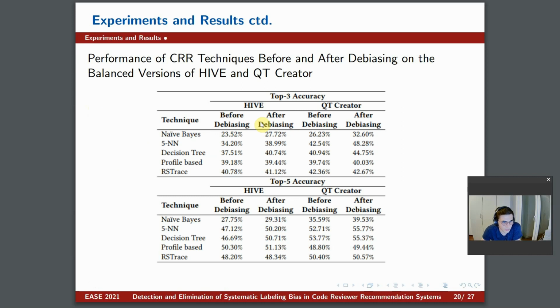And here you can see our results before debiasing and after debiasing, and you can see the constant improvements here. For example, for naive Bayes, it was 23 before debiasing, and after debiasing it's 27, and for KNN it was 34, and it changed to 38 after debiasing, and it goes like this. And one observation here is that these 3 are learning-based ones, and we see larger improvement than the optimization-based ones, in our case profile-based and RSTrace.